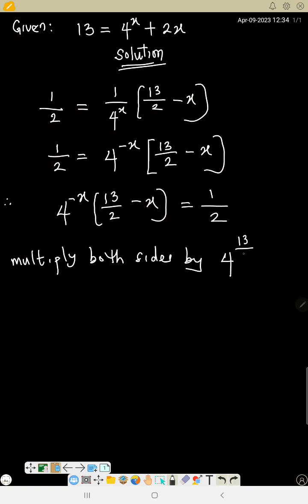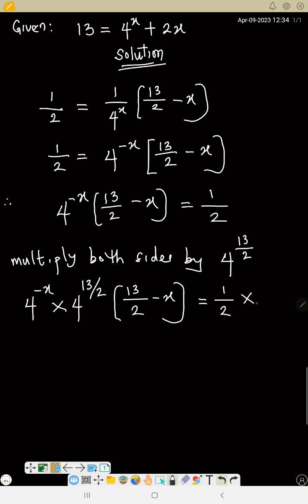So I'm multiplying both sides by 4 raised to power 13 over 2. So this will become 4 raised to power minus x times 4 raised to power 13 over 2. So you can picture why I multiply by 4 raised to power 13 over 2. Now I want to achieve this. So multiply both sides by 4 raised to power 13 over 2: 4 raised to power 13 over 2 minus x is equal to 1 over 2 times 4 raised to power 13 over 2.